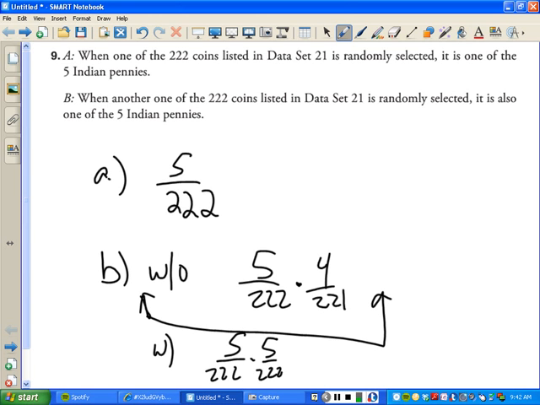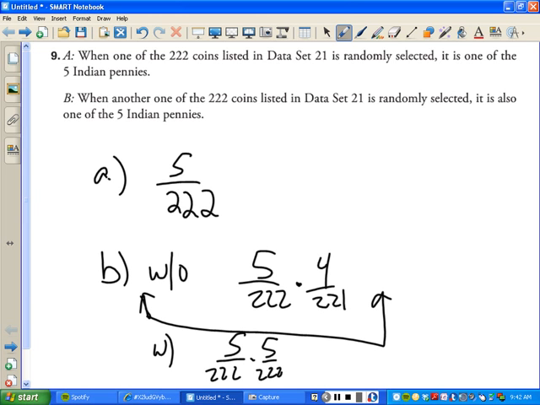If the word said, instead of another one, when a different one was selected, well, different one would have to imply without replacement. Right, because if it's different, you can't choose the same one twice. So if you can't choose the same one twice, then the first one must be gone. With replacement means you could choose the same one twice in theory.